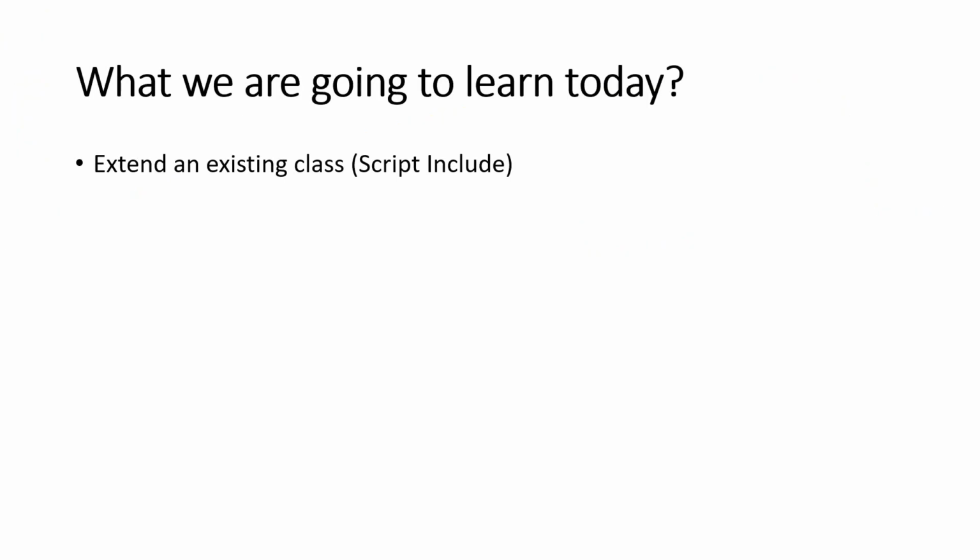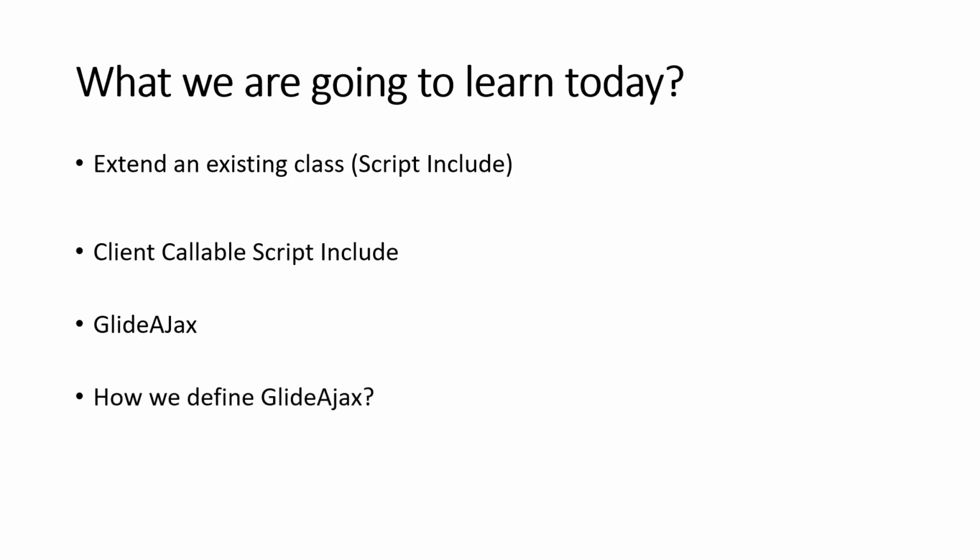We would start our learning by understanding the third type of script include, which is extending an existing class. Then we would see the client callable script include, how we can call the script include from the client side. Next we would see a very powerful ServiceNow client side API, the GlideAjax, and you are going to use this GlideAjax API a lot, trust me. Now, how we can define GlideAjax? Each and every line, I will explain how you are defining it from the client end and how it is working with the script include.